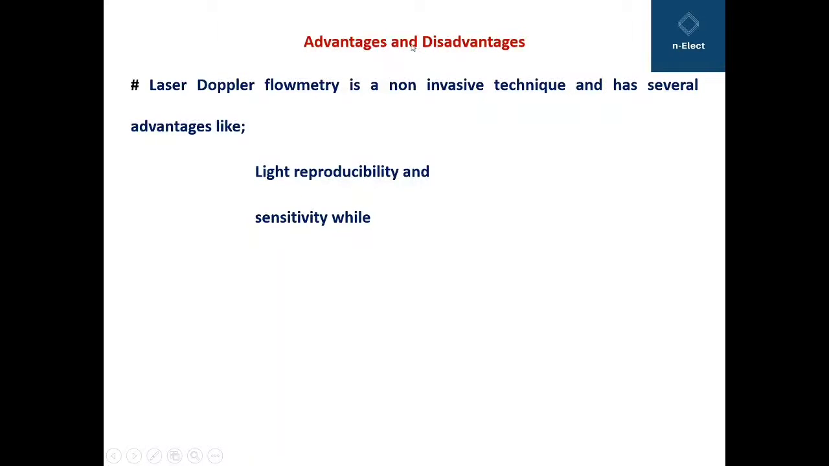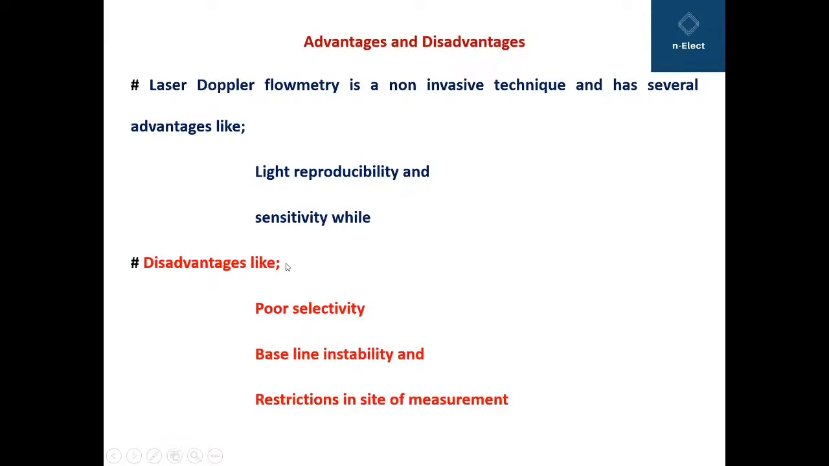As far as the advantages and disadvantages of the laser Doppler blood flow meter are concerned, laser Doppler flowmetry is a non-invasive, that is non-injecting, technique and has several advantages like light reproducibility, meaning after scattering the light is reproduced back, and sensitivity. It has disadvantages like poor selectivity, because we don't know the angle at which the beam is incident on the capillaries or veins, baseline instability, and restriction in site of measurement.